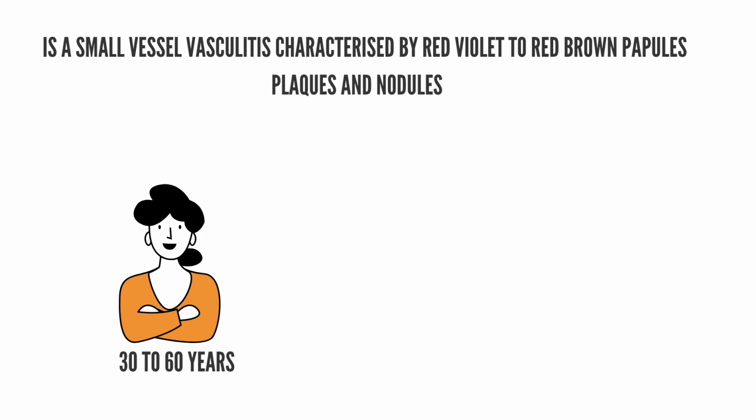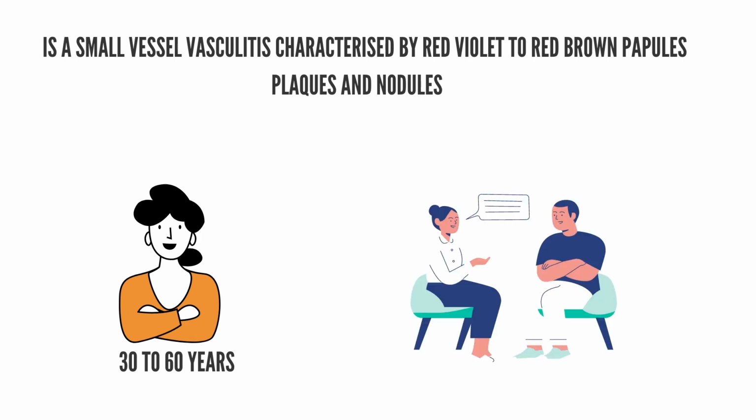An earlier onset occurs more often in the setting of HIV infection. The male to female ratio is approximately equal and there is no racial predilection.